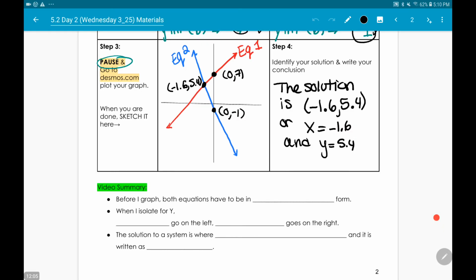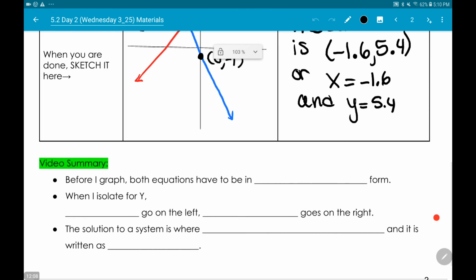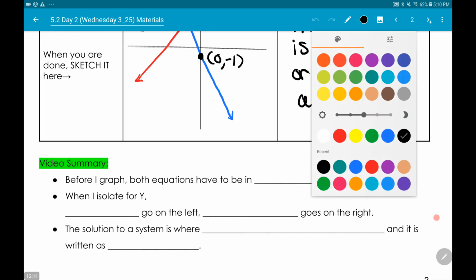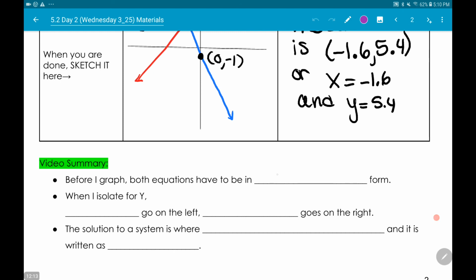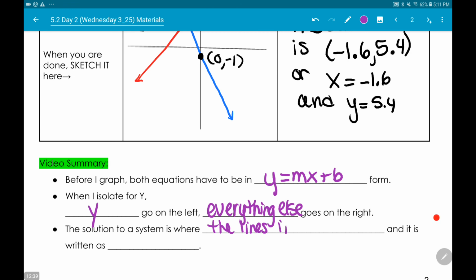All right, now before we leave today, I just want to make sure to summarize what we learned. So before I graph, both equations need to be in y equals mx plus b form. When I isolate for y, y goes on the left and everything else goes on the right. The solution to a system is where the lines intersect, and it is written as x comma y.